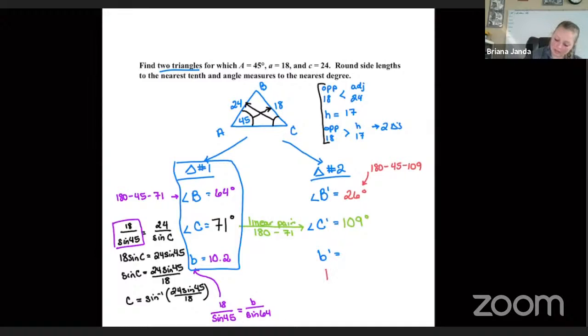And then again, to find our last side, we always use the 18 over sine of 45, because that is the information we have in this triangle, right? That is our solid information for this one. And our side B prime over the sine of 26. Do our cross multiply here. Let me double check my numbers on this one. And it looks like 11.2.